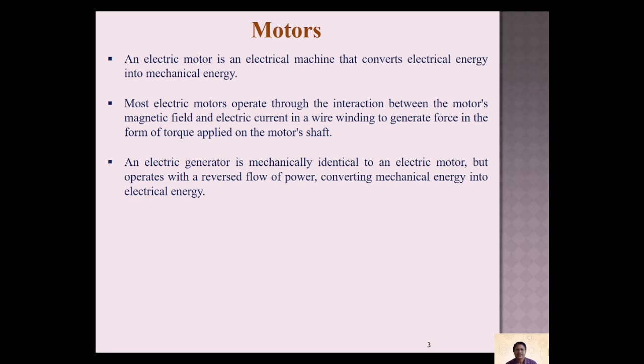An electric generator is mechanically identical to an electric motor but operates with a reversed flow of power, converting mechanical energy into electrical energy. So a motor can also function as a generator sometimes. That is why we use it as a motor cum alternator. The motor delivers power to the wheel, then the alternator receives power from the wheel and produces electricity that is stored in the battery, which is called the regenerative braking system.